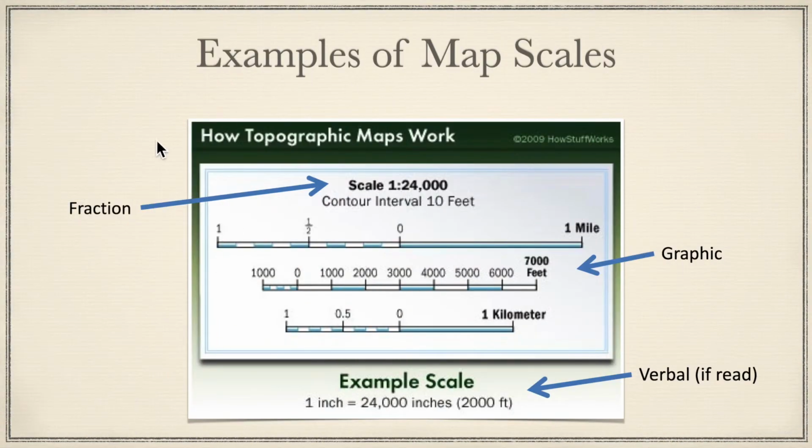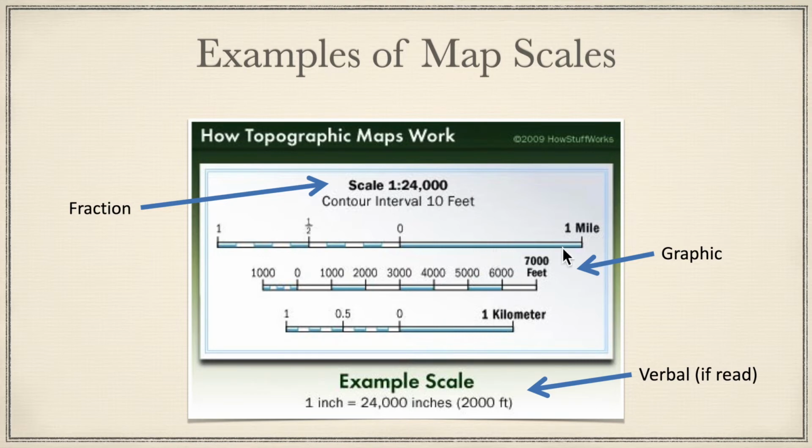So, some examples here. A fractional scale at the top here, 1 to 24,000. That's actually a very common scale for a lot of topographic maps. A lot of times in the scale, you're also given a contour interval. So there's our contour interval of 100 feet, if it's a topographic map. Different graphical scales.